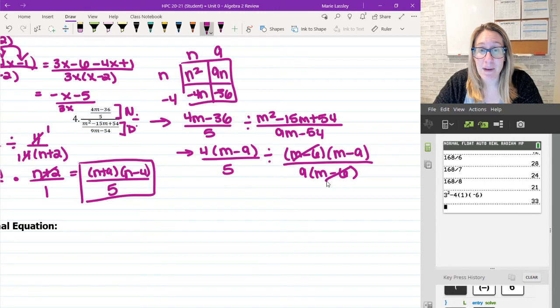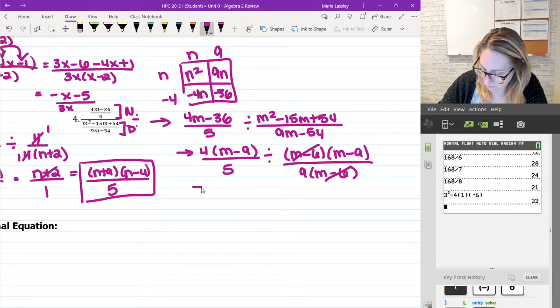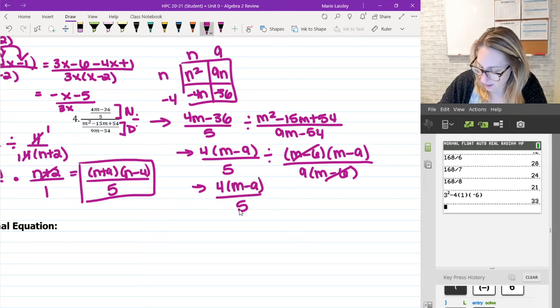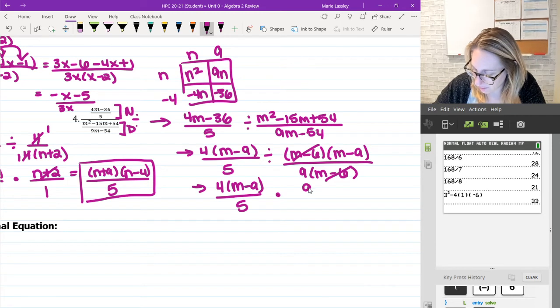All right, now I am going to do my keep, flip, change. So I keep the first one, 4m minus 9 over 5. I change it to multiplication and I flip my second, m minus 9.